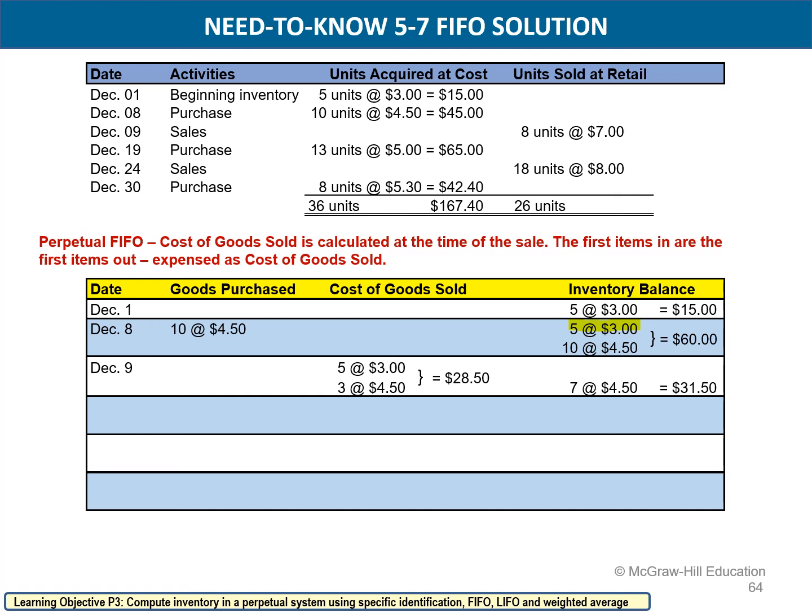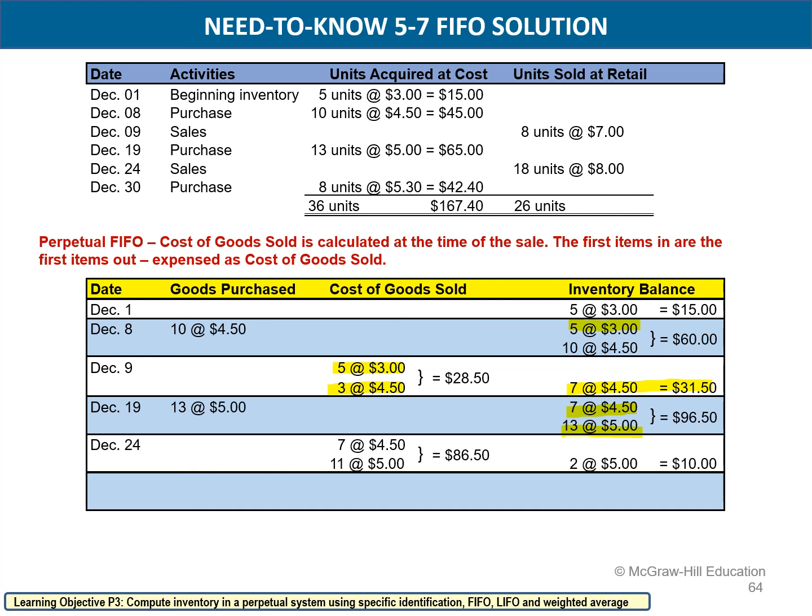So now we sell 8 units. So we're going to sell the 5 from our beginning inventory and then 3 from our purchase of 10. We have 7 left from our purchase of 10. Then we're going to buy 13 at $5. So we have our 7 left plus our 13 at $5.